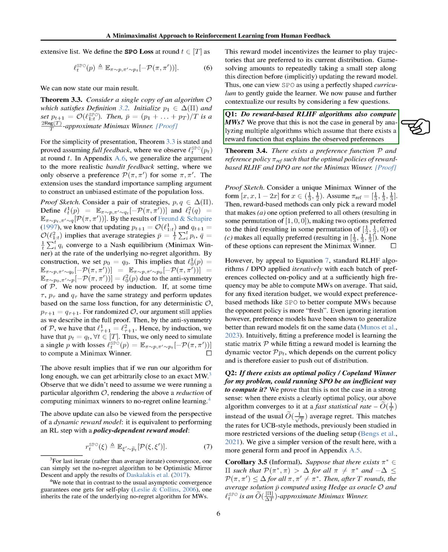We also prove that reward-based RLHF algorithms do not generally compute minimax winners. However, standard RLHF algorithms applied iteratively with each batch of preferences collected on policy and at a high frequency may be able to compute minimax winners on average. Finally, we prove that when there exists a clearly optimal policy, our algorithm converges to it at a fast statistical rate. This matches the rates for UCB-style methods, previously studied in more restricted versions of the dueling setup.